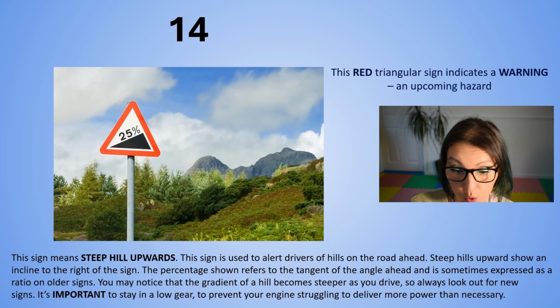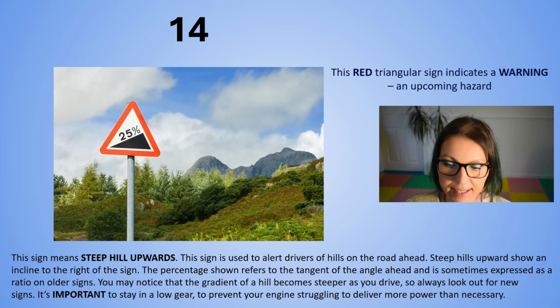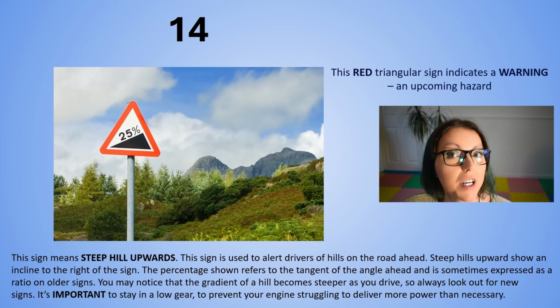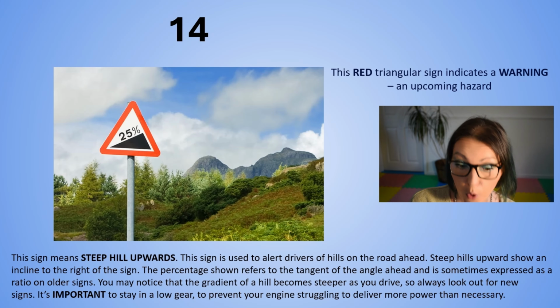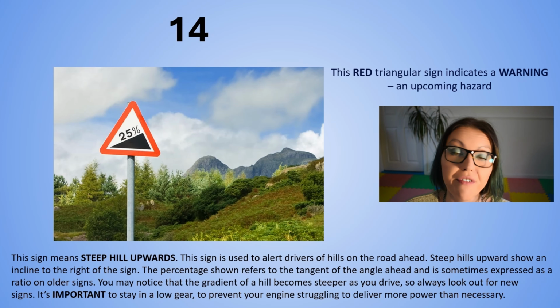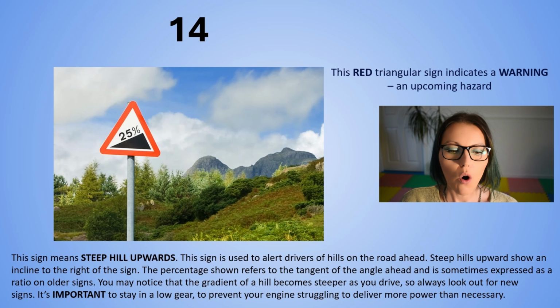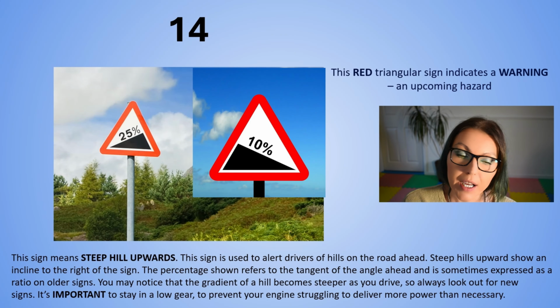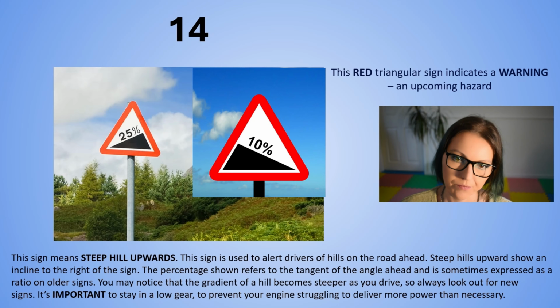The percentage shown refers to the tangent of the angle ahead and is sometimes expressed as a ratio on some of older signs. You may notice that the gradient of a hill becomes steeper as you drive, so always look out for new signs. It's important to stay in a low gear to prevent your engine struggling to deliver more power than necessary. So although this particular sign is showing you steep hill upwards, you also have steep hill downwards, which is going to be kind of like the opposite of the angle of this sign here.